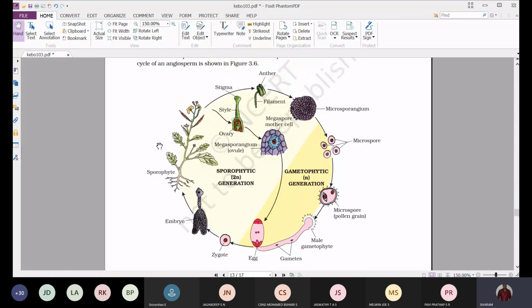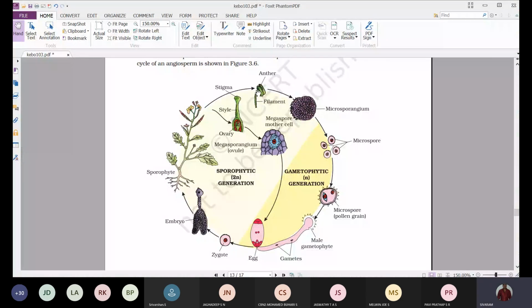Here you can see the life cycle of an angiosperm. Here you can see the plant. We'll start at one point. So we started with the plant. The plant bears flowers, and the major organs of the flower are the male reproductive organs and female reproductive organs. The male organ is the stamen, which consists of filament and anther.